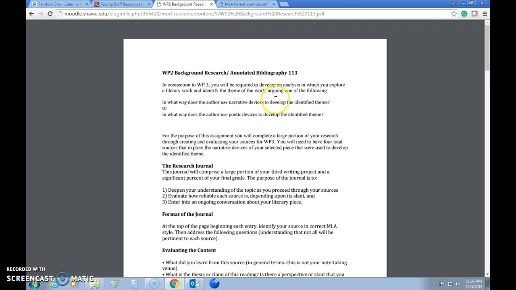Okay. So the gist of it is that you're going to be researching the narrative devices used in Raisin in the Sun that developed the theme.